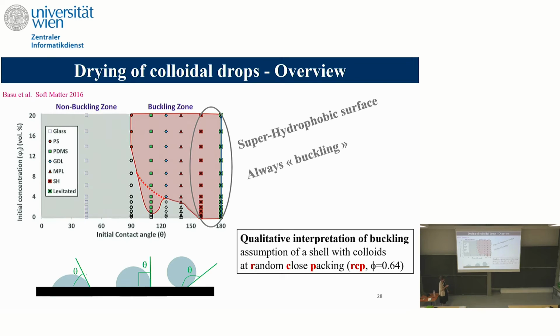Yeah. So in all these experiments, and especially here, these people and others always have the same qualitative interpretation: that I have a shell with colloids at random close packing, 0.64, and therefore it's solid, and then you have buckling. Okay, so it's really the common argument that most papers put forward.